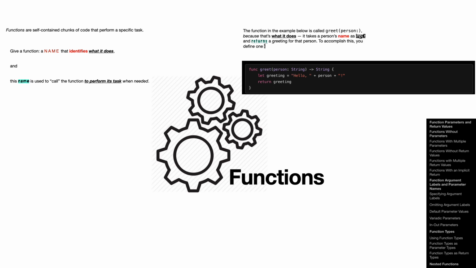The function in the example below is called greetPerson because that's what it does. It takes a person's name as input and returns a greeting for that person. To accomplish this, you define one input parameter, a string value called person, and a return type of string which will contain a greeting for that person.